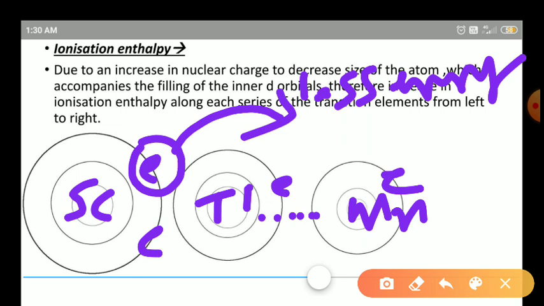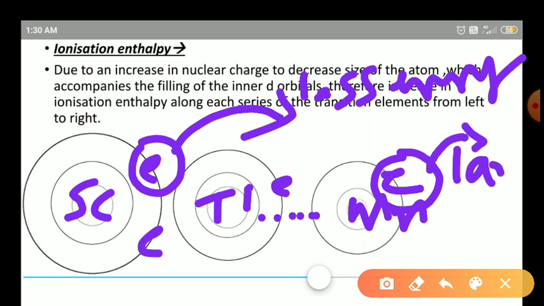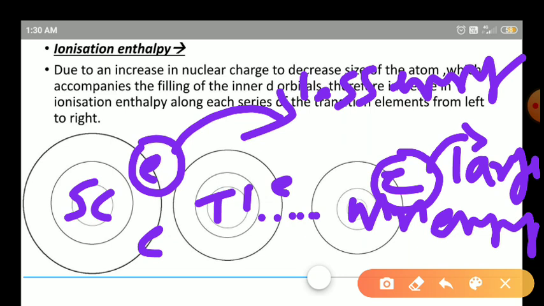Similarly, in the case of manganese, the radius is small. A small radius means removal of the outermost electron requires a large amount of energy, because the outermost electrons experience more nuclear charge. So that's why removal requires a large amount of energy.